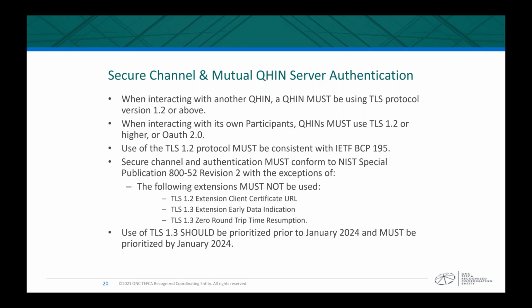The big thing is we are requiring all of this to conform to Pub 800-52 Revision 2, with the exception that we've eliminated 3 extensions: the client certificate URL extension, and the 2 for TLS 1.3, early data indication and 0 round trip resumption.